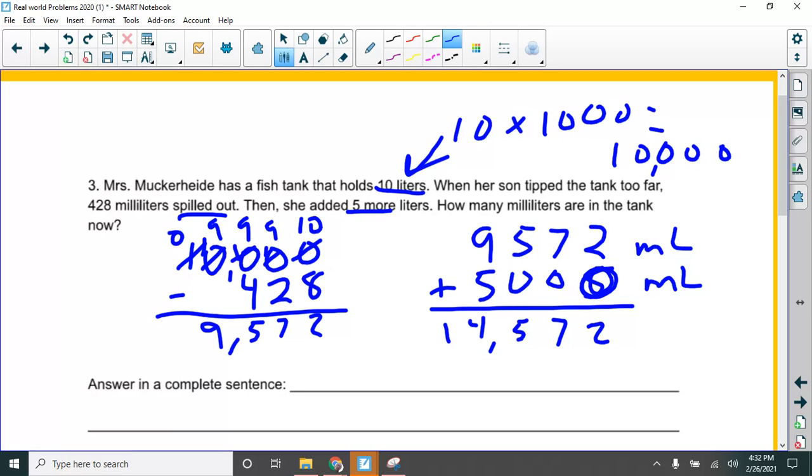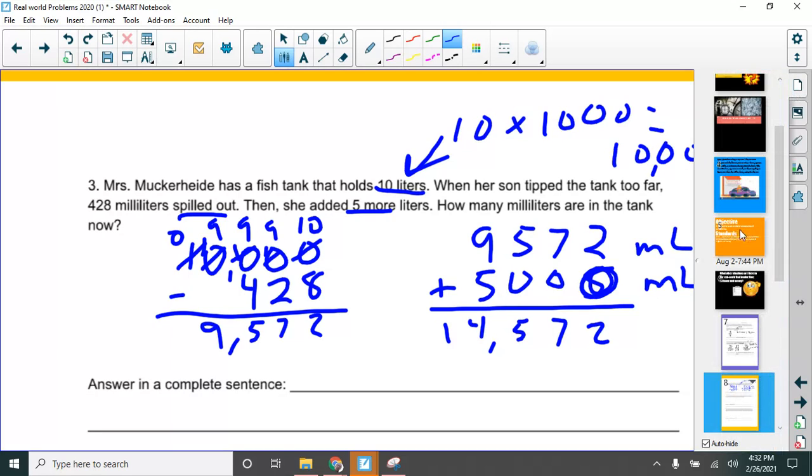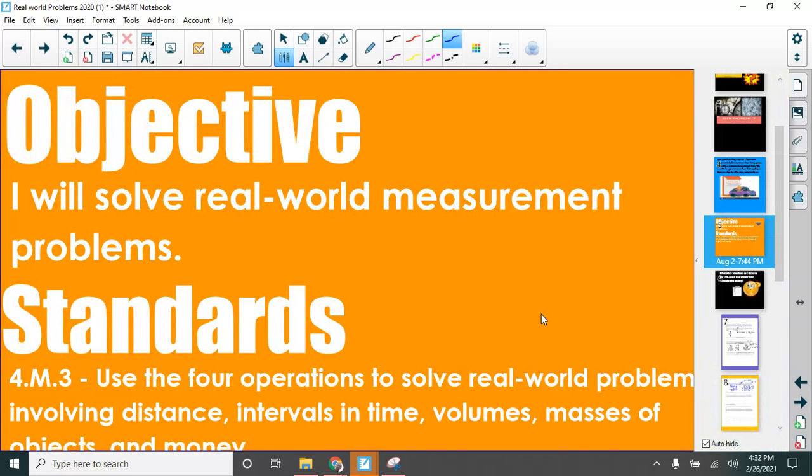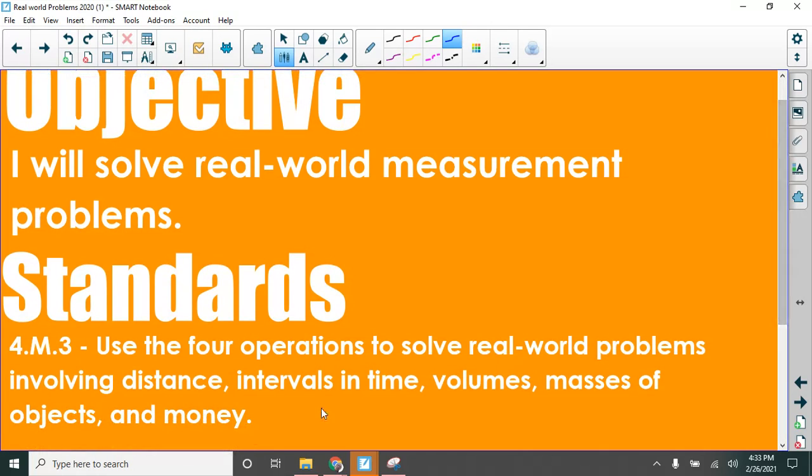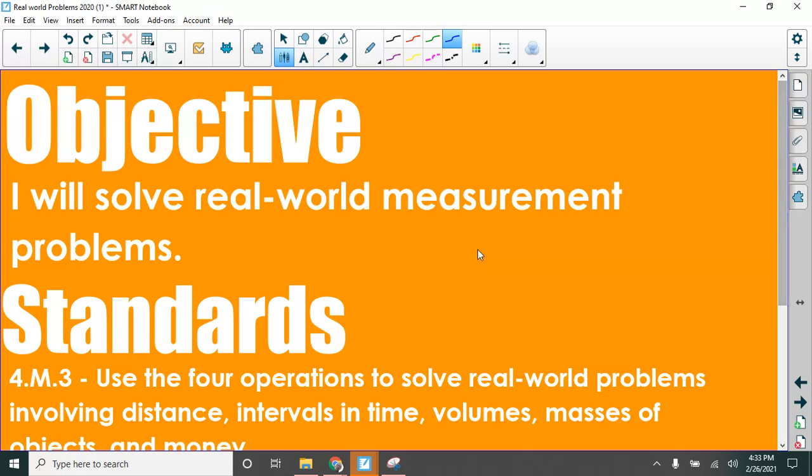All right, so our goal today, we are working, and you're going to have some problems like this. There might be some about any of these things. Distance, time, volume, that's what we just did. Mass, right? Grams and kilograms, and money. You might have some of those. You might have one of all 3 or all 5. We're going to find out, okay? Because our goal is to be able to solve real world measurement problems.